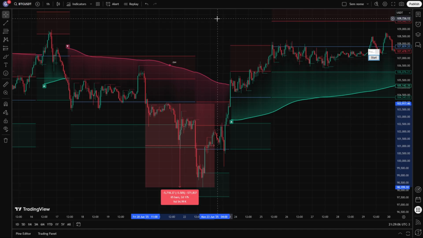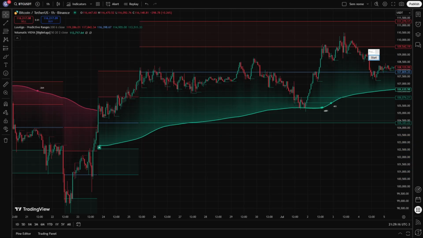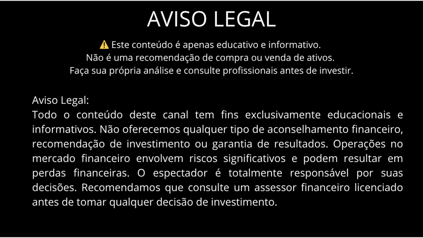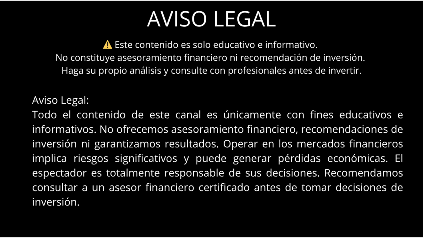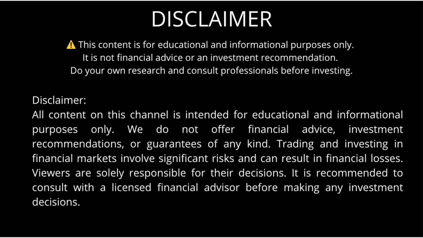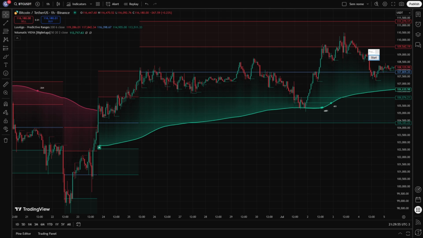The predictive ranges indicator serves as a powerful tool for understanding price behavior, anticipating reversals, and confidently trading breakouts. Test this strategy in the simulator and see how it fits your style. And remember this video is neither an asset recommendation nor an endorsement for using the indicator. You are fully responsible for your results, and the financial market is no joke. It can result in the loss of capital. So be very careful when operating in the financial market.